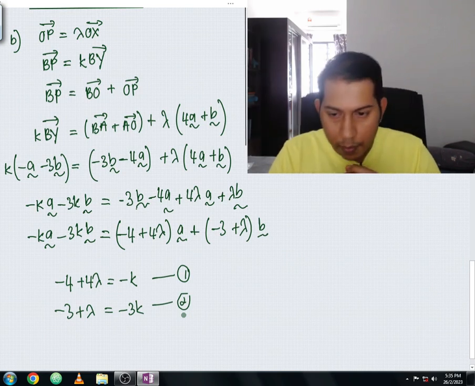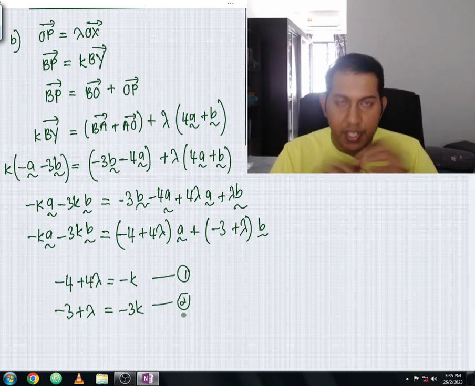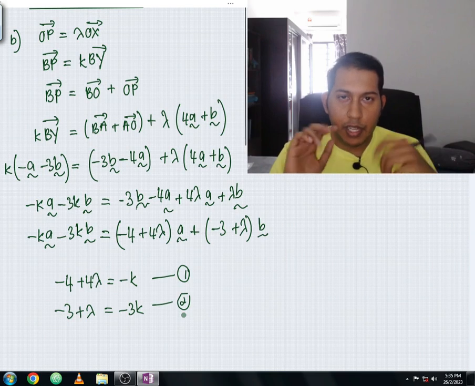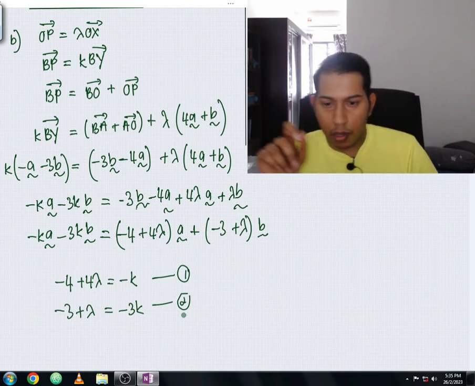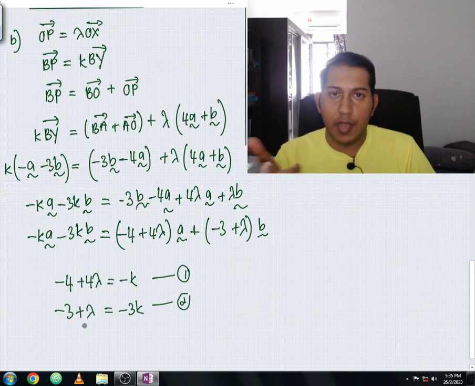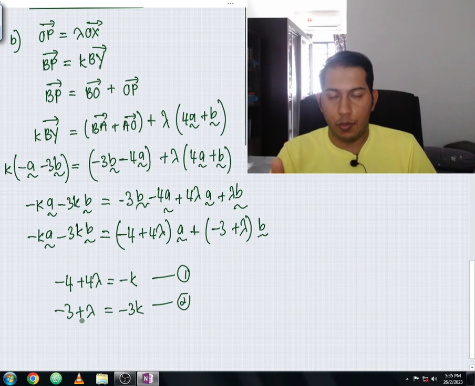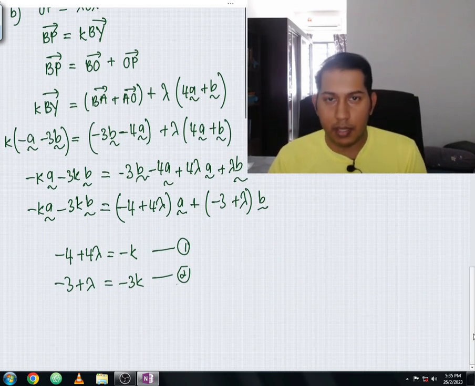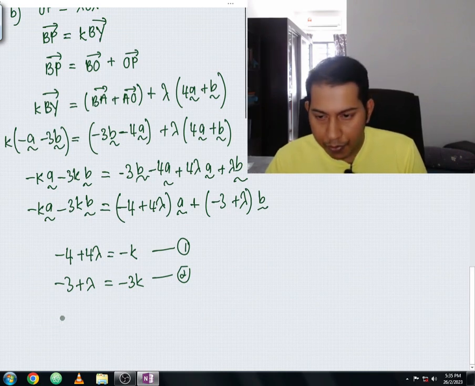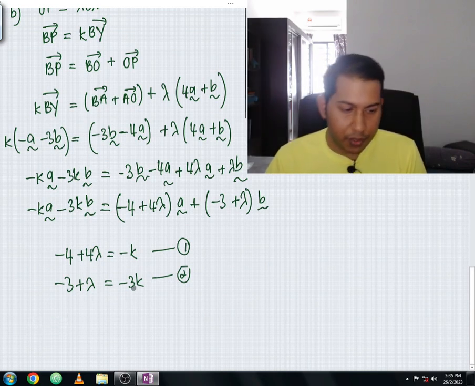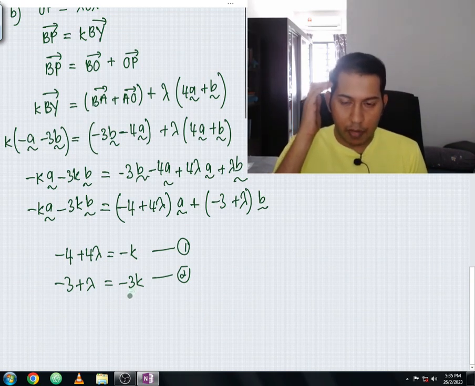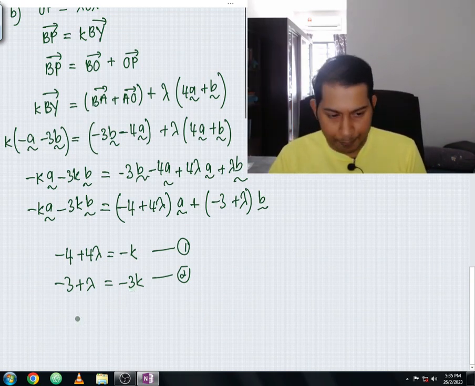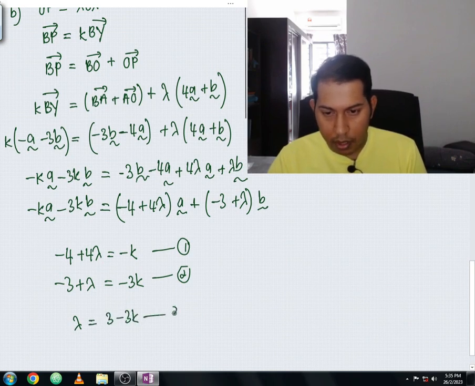Since you have two variables, you need to form one equation, and then you need to eliminate two variables into one single variable. Simple concept, guys. Two variables, two equations. From here onwards it will be very straightforward. It will be a simultaneous equation. So by using equation 2, we're going to form an equation of lambda in terms of k. So from here lambda is equal to 3 minus 3k. So this will be your third equation.